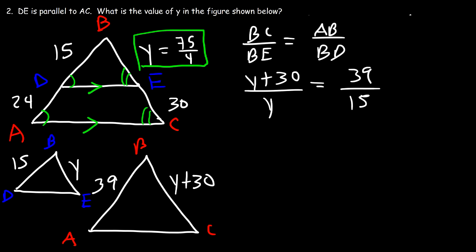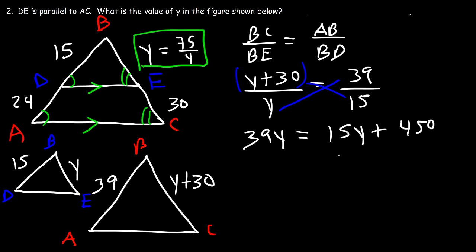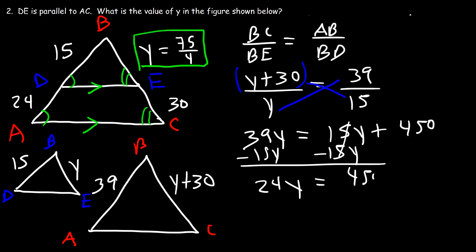Now let's cross multiply. So this is going to be 39y, and that's equal to 15 times y plus 30. So if we distribute, that's going to be 15y, and 30 times 15 is 450. So if we subtract both sides by 15y, 39y minus 15y, that's 24y, and that's equal to 450.